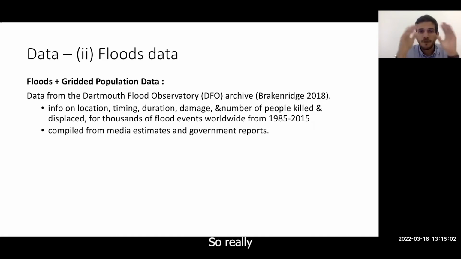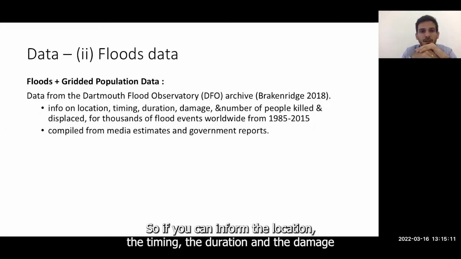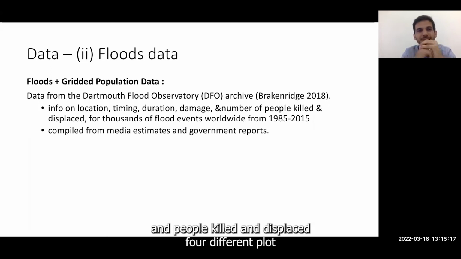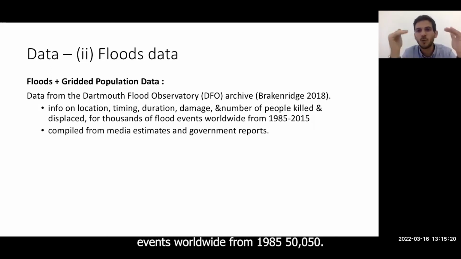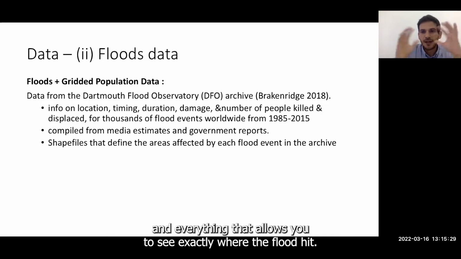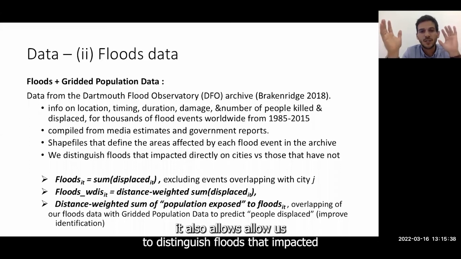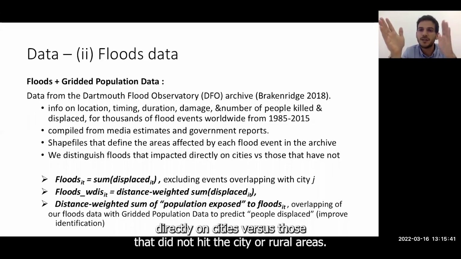All right, so related to the floods data, we use data from the Dartmouth Flood Observatory. This gives you again info on the location, the timing, the duration, and the damage and people killed and displaced for different flood events worldwide from 1985 to 2015. This is a really nice data set with shapefiles and everything that allows you to see exactly where the flood hit. And as I said, this also allows us to distinguish floods that impacted directly on cities versus those that did not hit the city, in rural areas around.